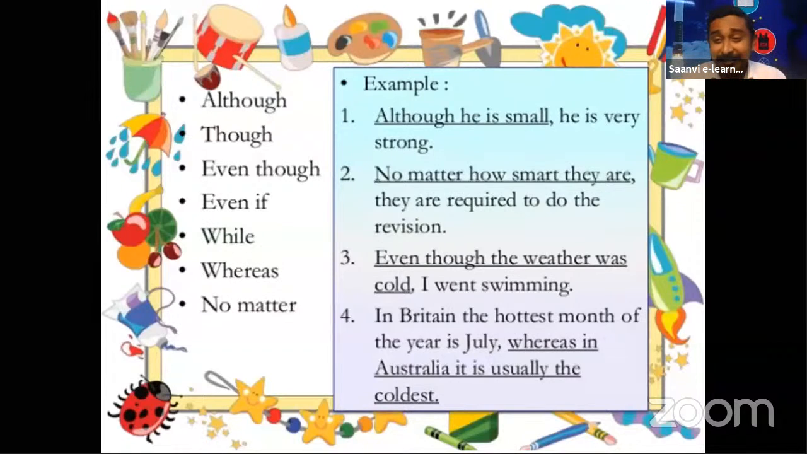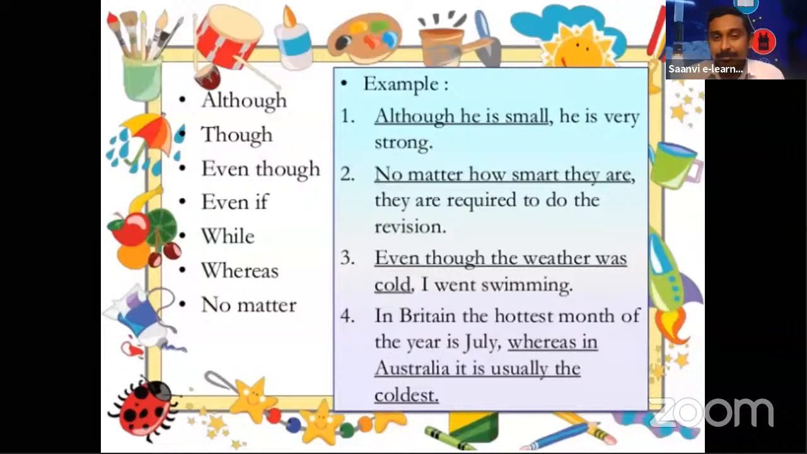That is dedication. In Britain, the hottest month of this year is July, whereas in Australia, it is usually the coldest. What we do here, we are making concession. Though I am poor, I am honest. Nenu pedavadaina kuda nenu oka nijayati galavadni.